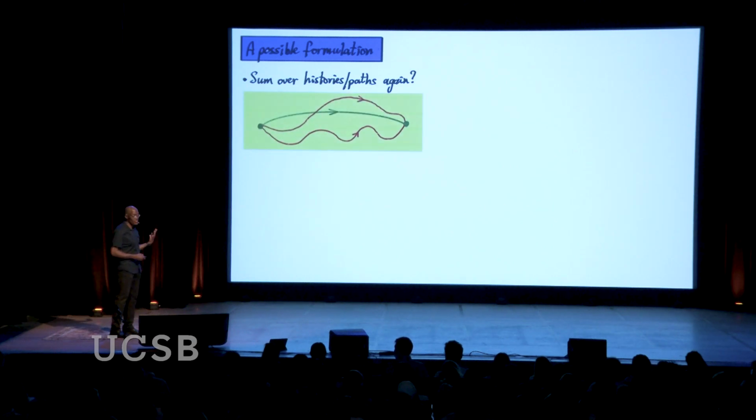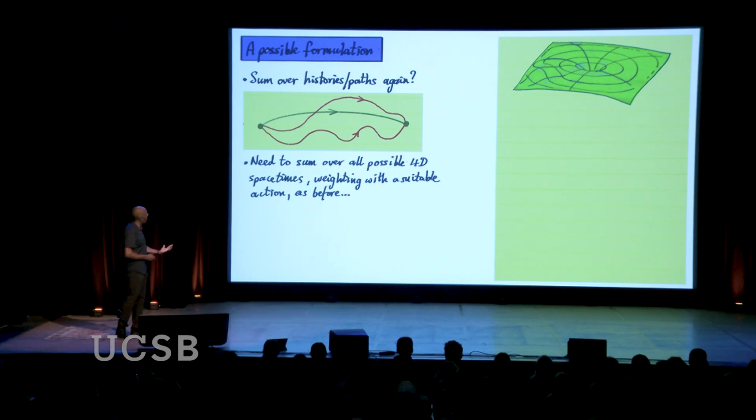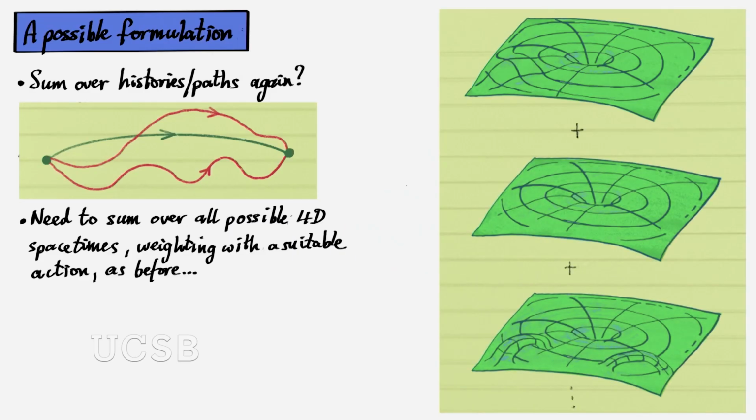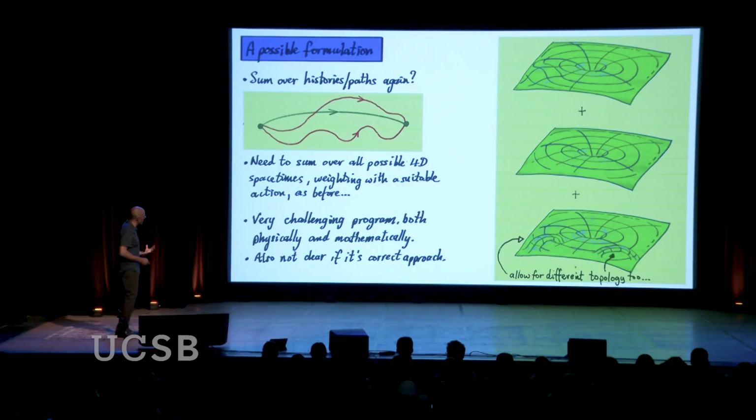And to end then, let me just say, well, a possible formulation is that we, again, sum over histories. But now we'd be summing over, perhaps, all possible space-times in some way. All the possible shapes that could be possible, and topologies, if you know what that is, and somehow summing over that as the quantum theory. That's a very difficult mathematical problem. We don't even know if that's the correct approach, but that's one approach that people work on a lot. It's one of the things I've been thinking about a lot recently.